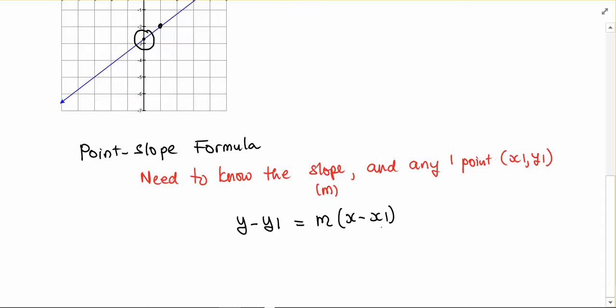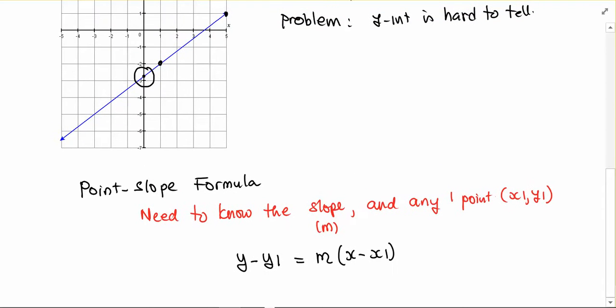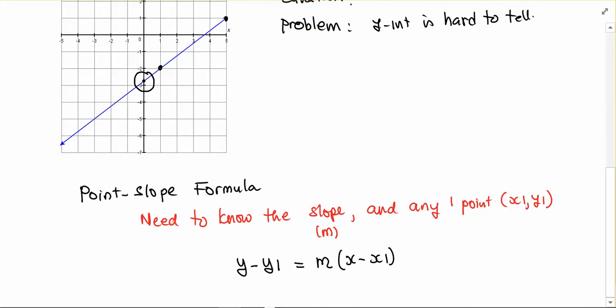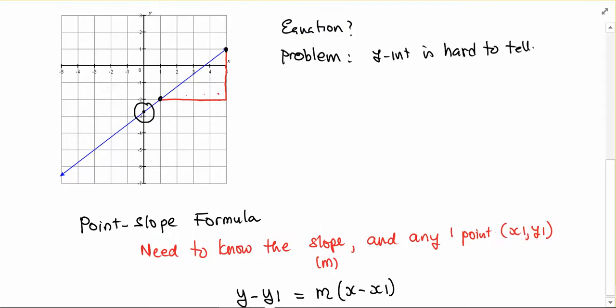So y minus the y1 from the point equals m, x minus the x1 from the point. So if we were to look at this particular problem, we can find the slope, right? The slope would be this rise over this run. So that's 1, 2, 3, 4, 1, 2, 3. So the slope here is 3/4, rise over run. Now we have a point. We don't have the y-intercept, but we do have this point. That point right there is 1, negative 2. In fact, we have many points, right?